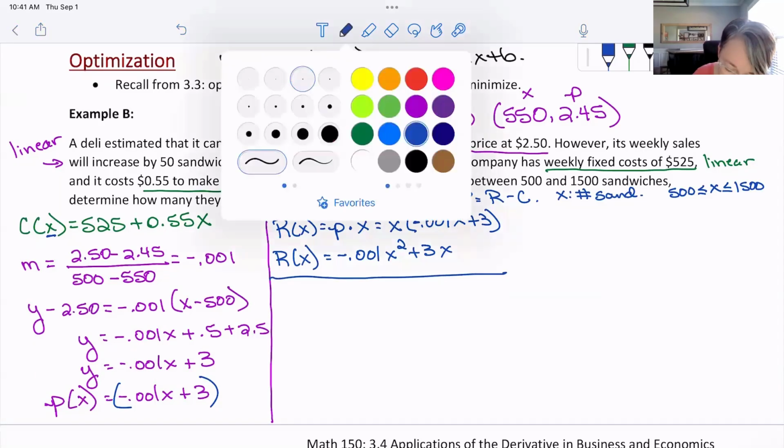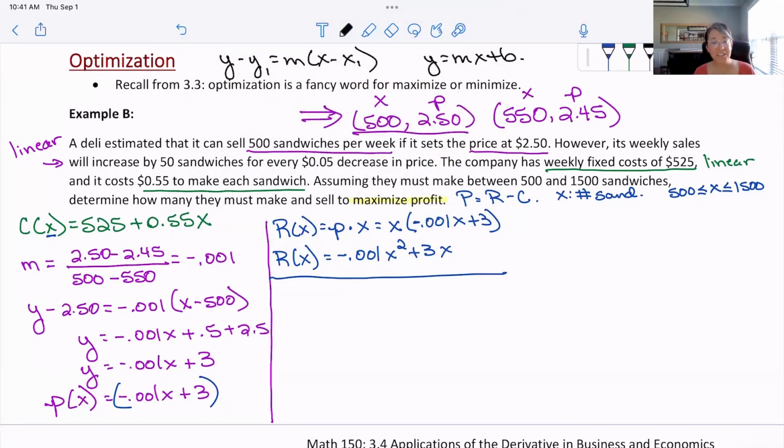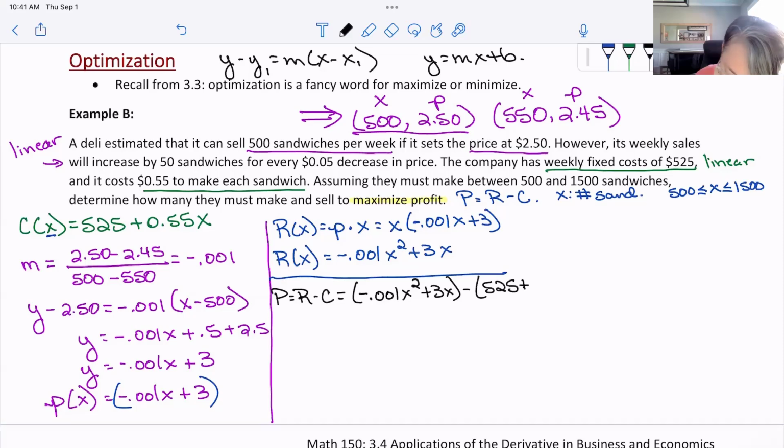Now we got to come up with the profit function because this is what we're actually wanting to do, is maximize the profit. So remember, profit is revenue minus cost, okay? So we have the revenue function, negative 0.001x squared plus 3x, minus the cost function, which was 525 plus 0.55x. So we have a profit function.